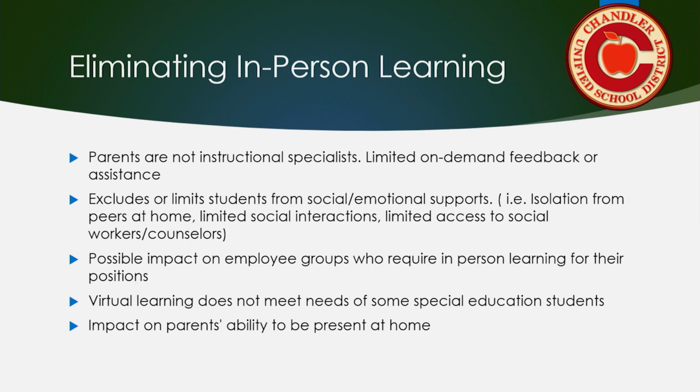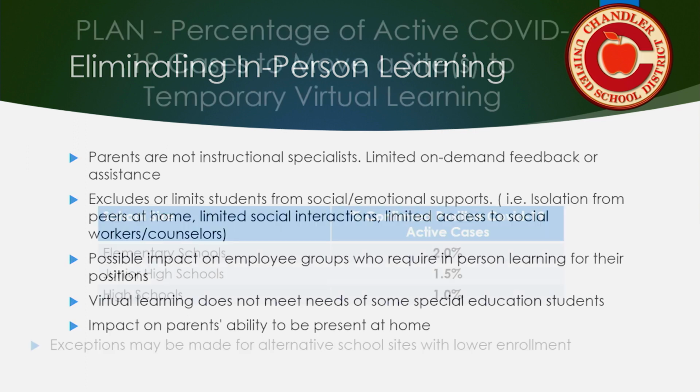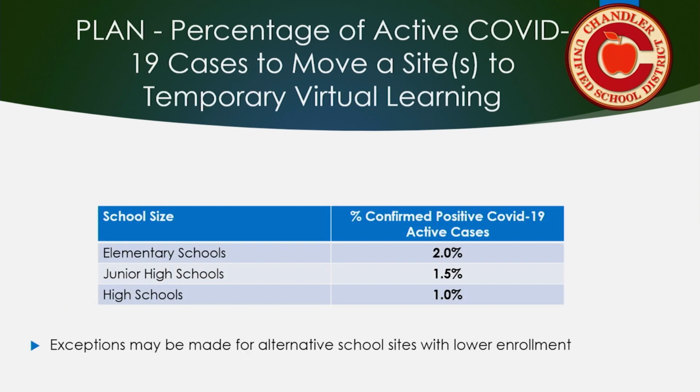The percentages we've come up with for elementary schools are 2% active cases at that particular site. For junior high schools, 1.5%, and for high schools, 1%. Exceptions may be made for our alternative sites. As you know, our alternative sites are quite smaller. And so we would look at what those cases are there and make a decision that may reflect more of that 2% like the elementary is as well.